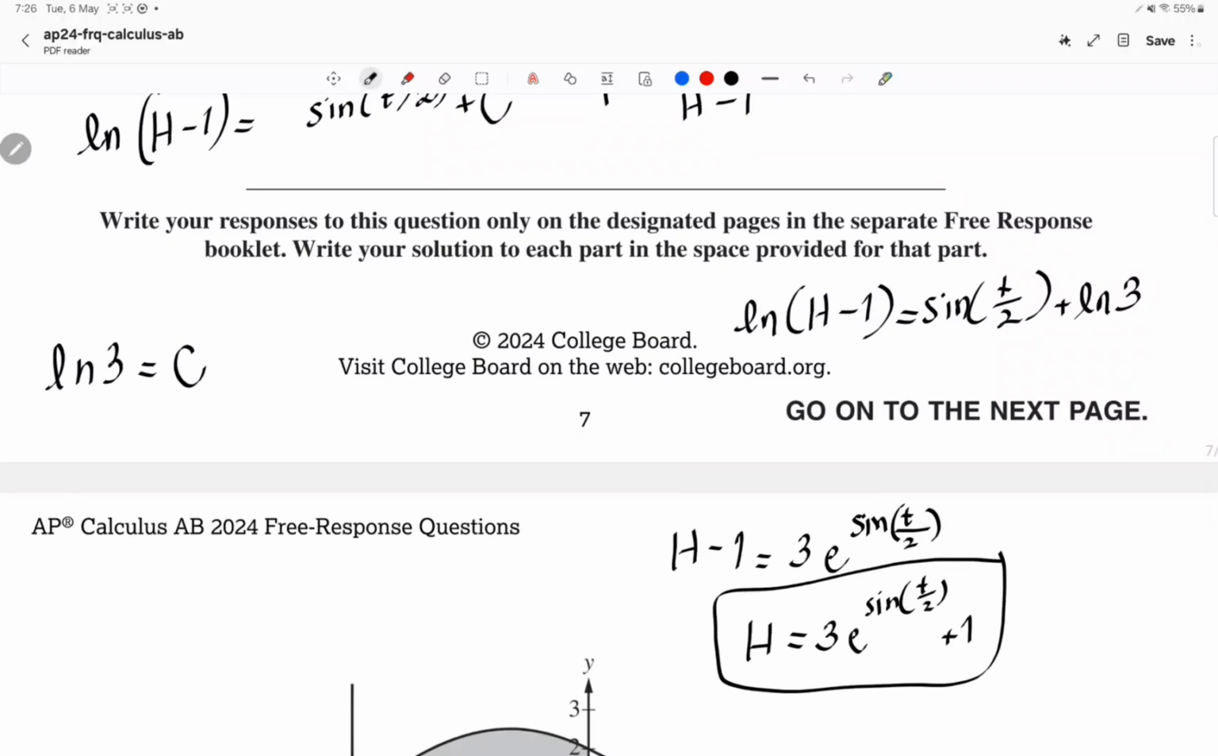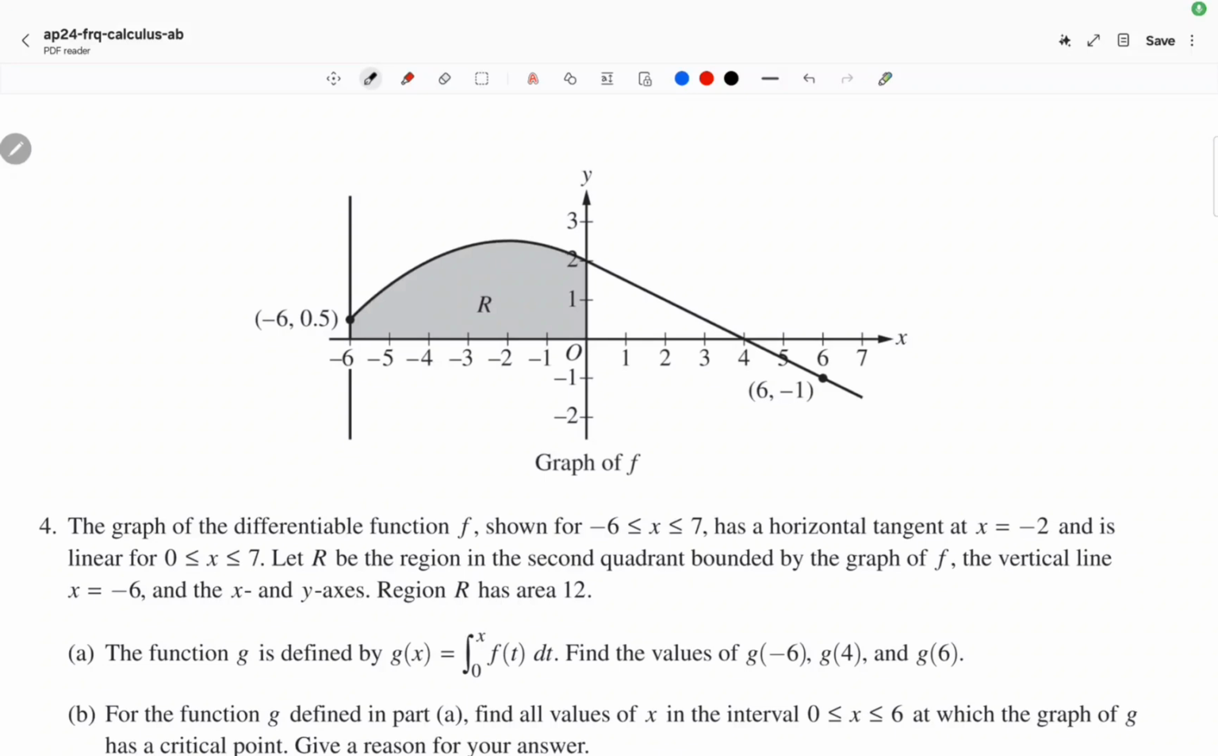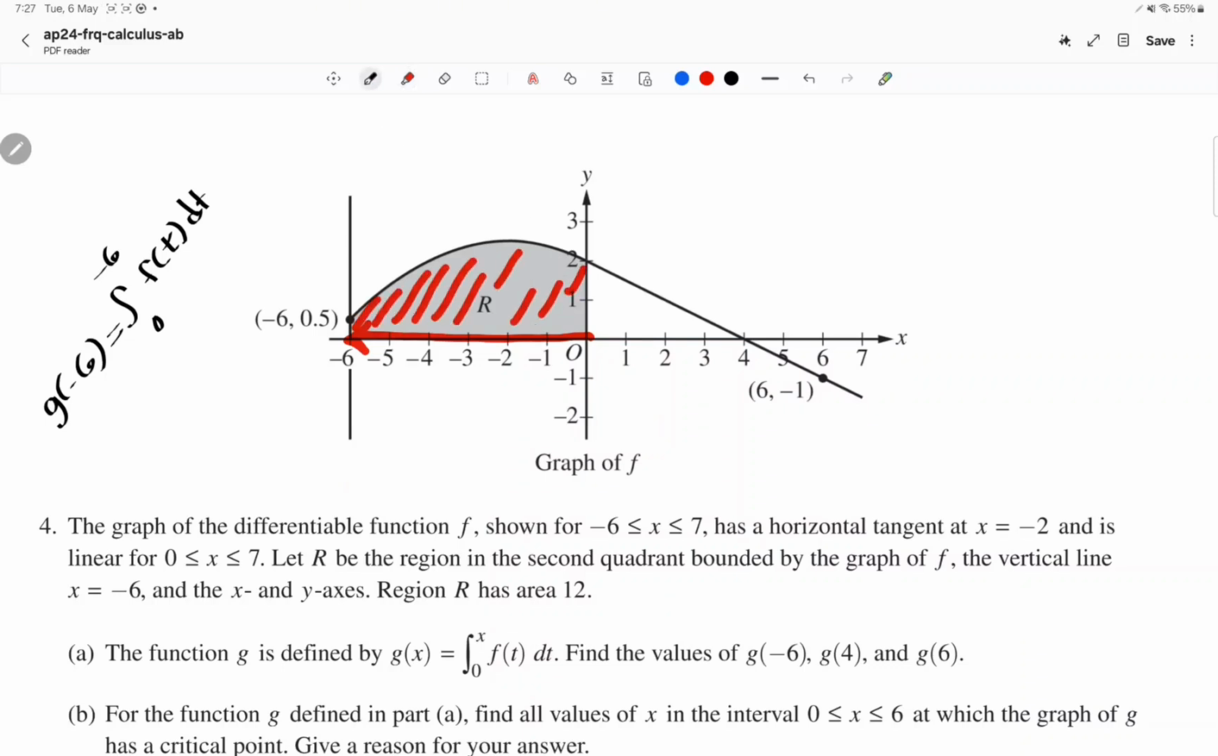Yeah, we got it. Okay, so find the value of g of minus 6. So we're going to do g of minus 6 is equal to the integration from 0 to minus 6 of f(t) dt. If you integrate from 0 to minus 6, that means you actually have to go backwards. And if you go backward, that means you have to use a minus sign when you integrate. So minus the r, and r is already given as 12. So what's the answer going to be? Just minus 12. Yeah, that's for the g of negative 6.